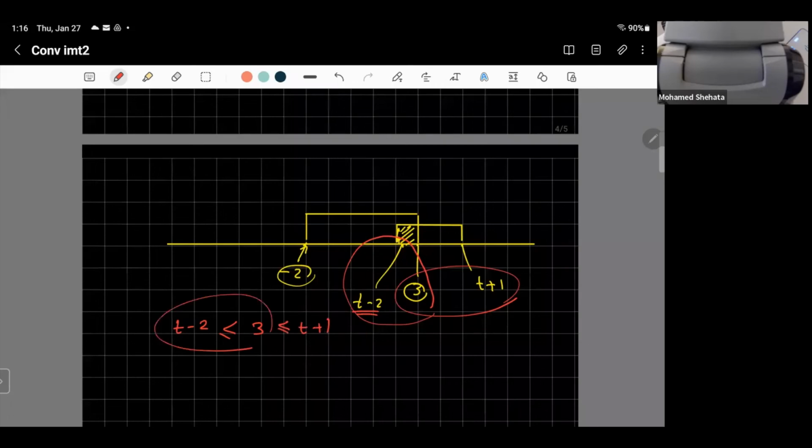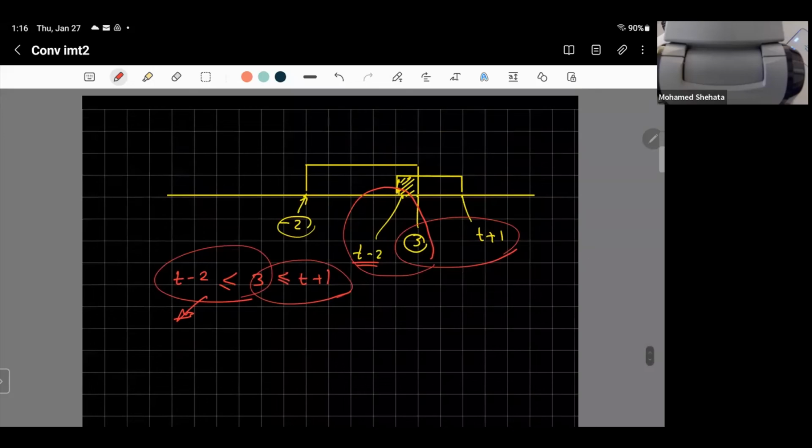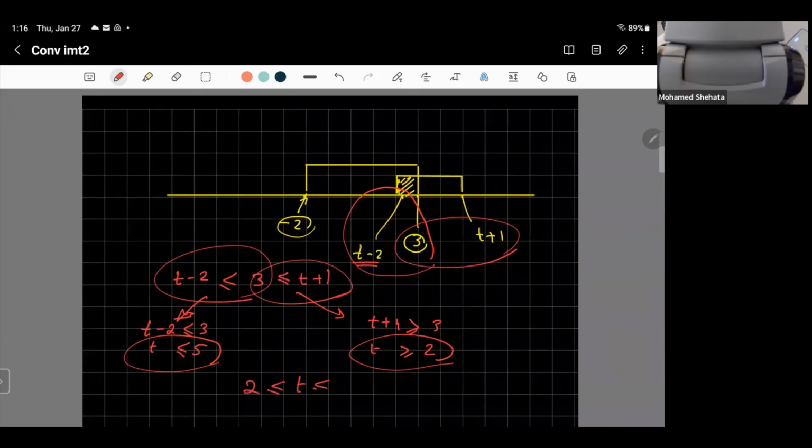And then we'll divide it into two parts, like we did the first time. t minus 2 less than 3, so t less than 5. That's 1. And the second one, you have t plus 1 greater than 3. So t greater than 3 minus 1, which is 2. So t greater than 2 and less than 5. So let me write t greater than 2, less than 5.